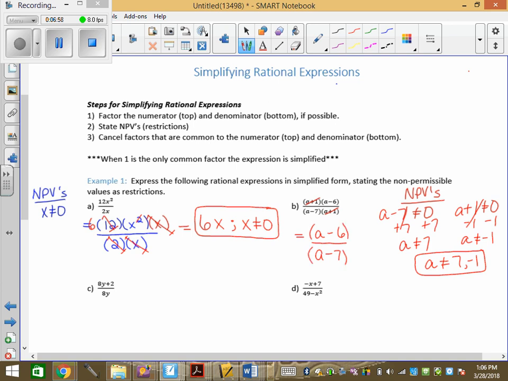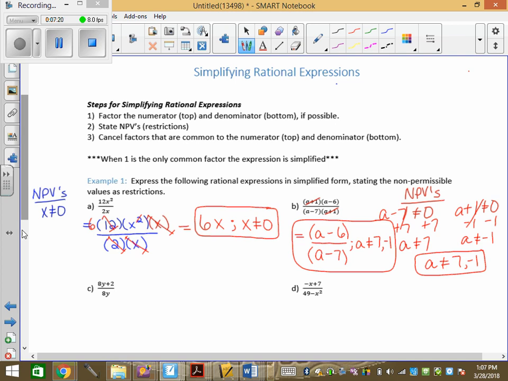So we are going to say A cannot equal 7 and negative 1. Now what happened if you stated the NPVs before you can, or after you canceled? You're just going to tell me that A can't equal what? Plus 7. Is that true? No. Okay.